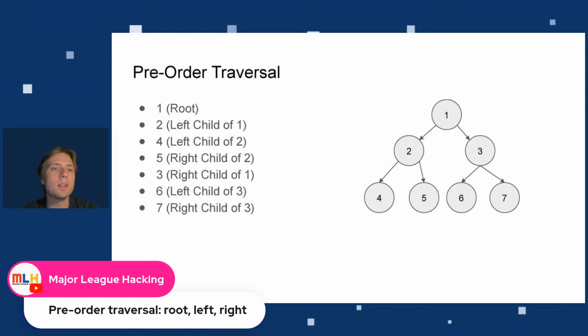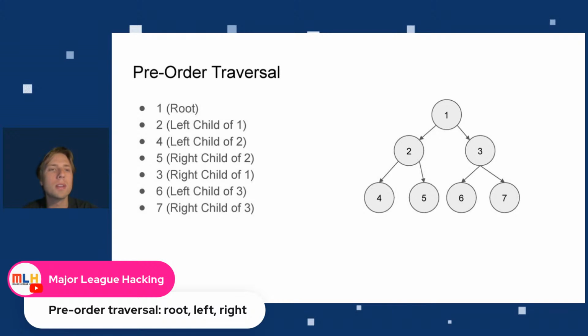I'm sorry, the left child of 2 is 4. So now we are okay to go to the right child of 2 because we've exhausted all of our left children. And the right child of 2 is 5. Okay, so now we'll go to another right child. The right child of 1 is 3. The left child of 3 is 6. And the right child of 3 is 7.